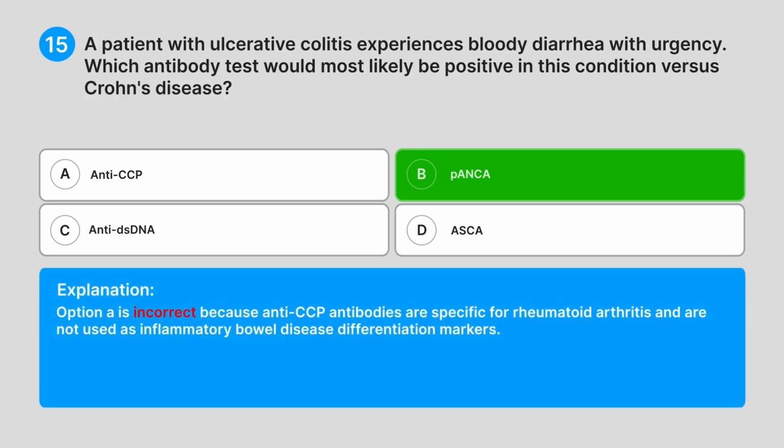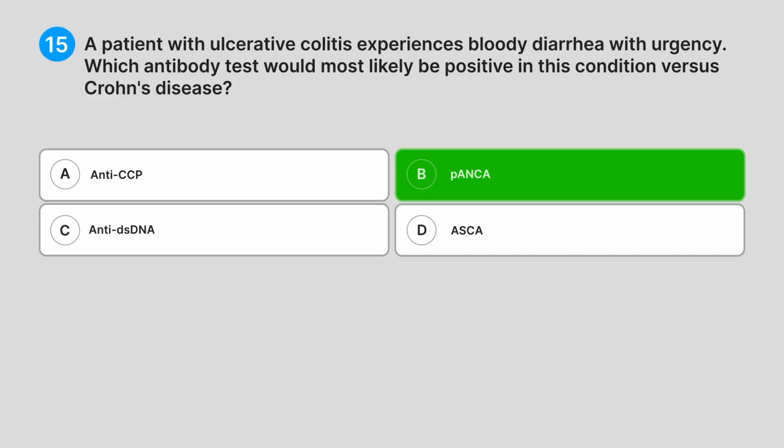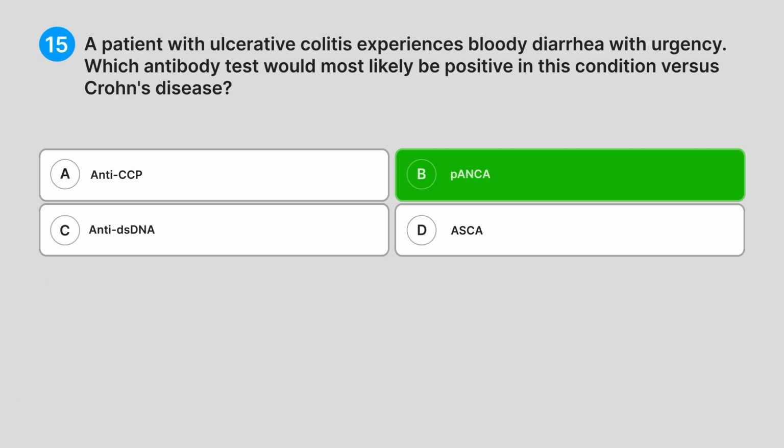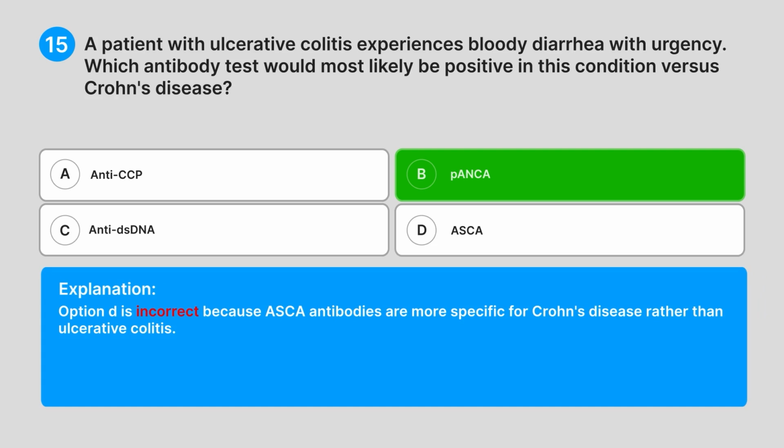Option A is incorrect because anti-CCP antibodies are specific for rheumatoid arthritis and are not used as inflammatory bowel disease differentiation markers. Option C is incorrect because anti-dsDNA antibodies are associated with systemic lupus erythematosus, not inflammatory bowel disease conditions. Option D is incorrect because ASCA antibodies are more specific for Crohn's disease rather than ulcerative colitis.